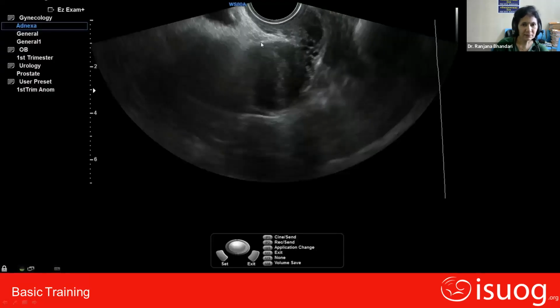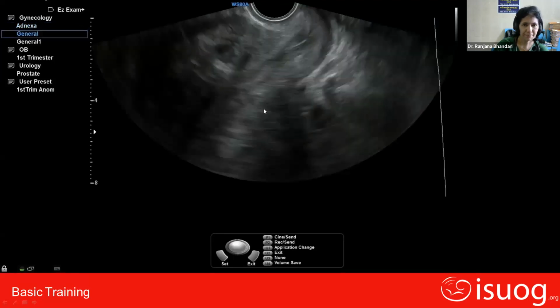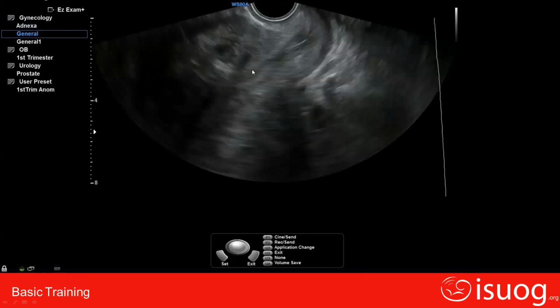This image is also of a cervical fibroid. We will read it in our next video. This is again an intramural myoma. We will see it in our video.